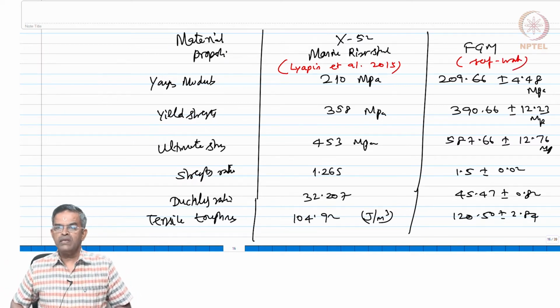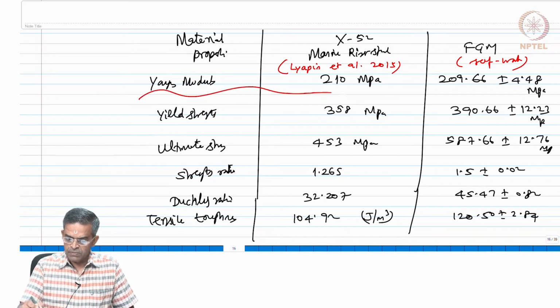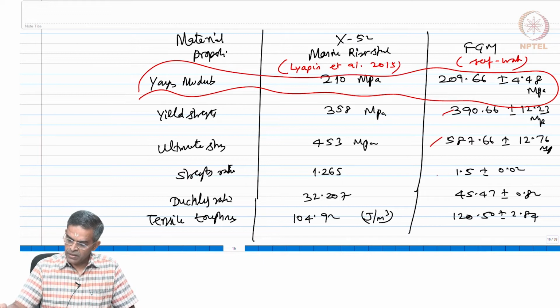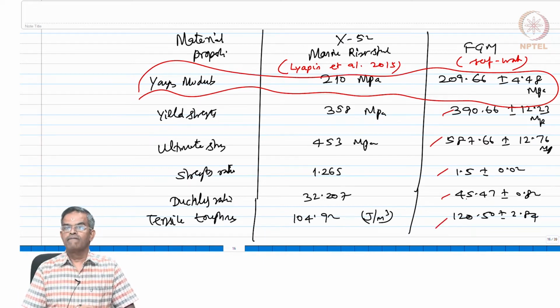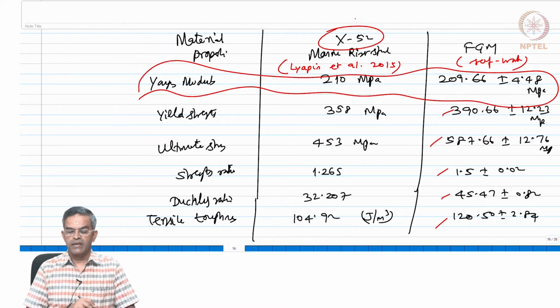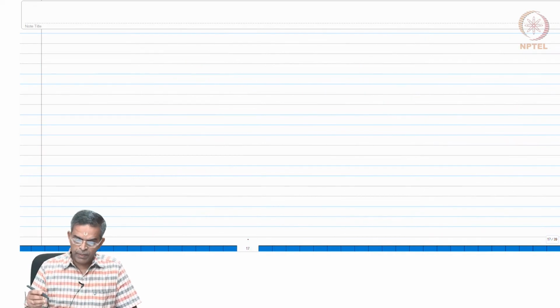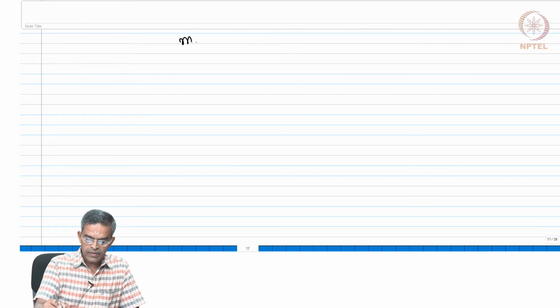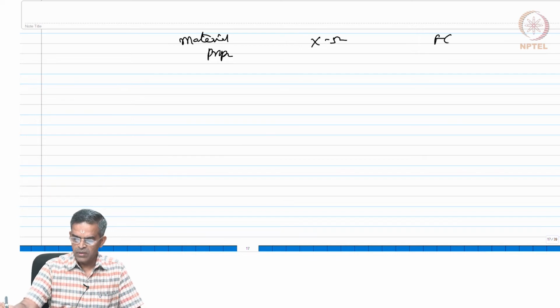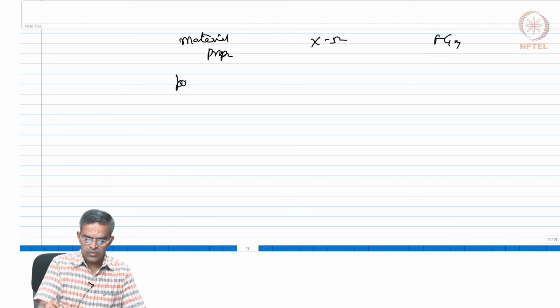So, one can see here that the Young's modulus being in the same range, all other parameters are excellent compared to the current steel being used as marine riser. So, let us go one step ahead and check what is happening to Poisson's ratio.